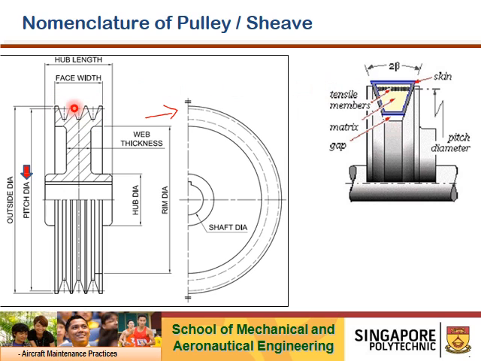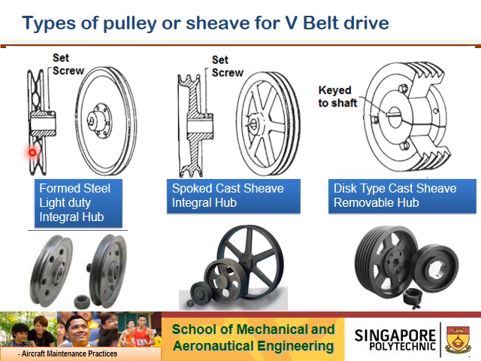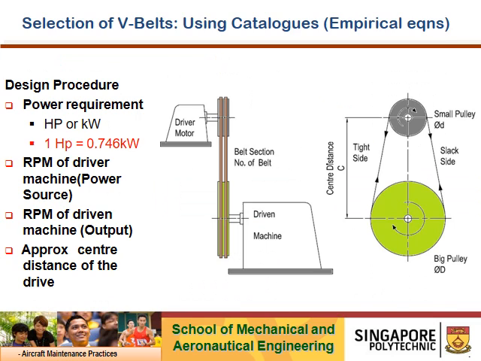From this cross-sectional view, I know that this pulley is able to take in 3 V-belts. How many belts are required for the system will depend on your power rating. So these are the types of pulley and sleeves for V-belt drive. Nothing special, just fabrication methods are different. Let's move on.